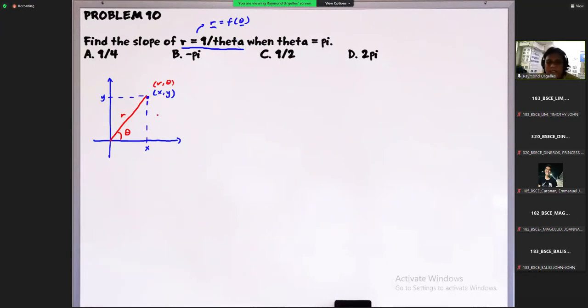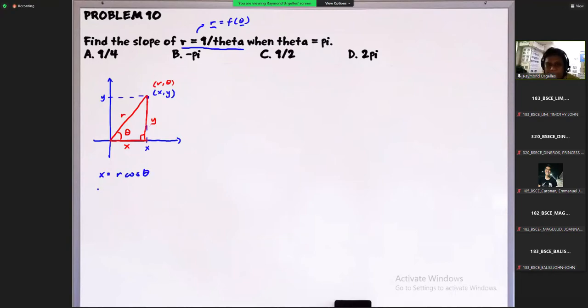Kaya dito, ito yung ginamit natin, polar curve. Pero makikita naman natin from the figure, if we consider this right triangle here, remember that this is the y coordinate, this is the x coordinate. So pwede natin gamitan ng SOHCAHTOA. You can get that x is simply equal to r cosine theta.